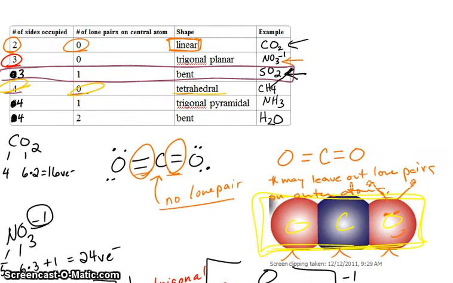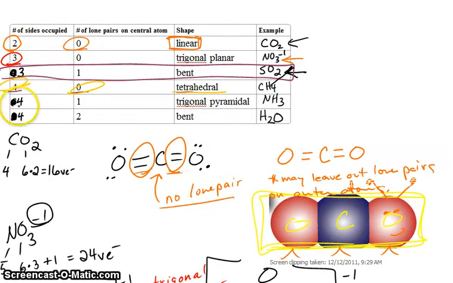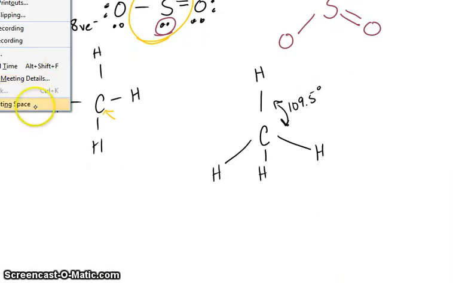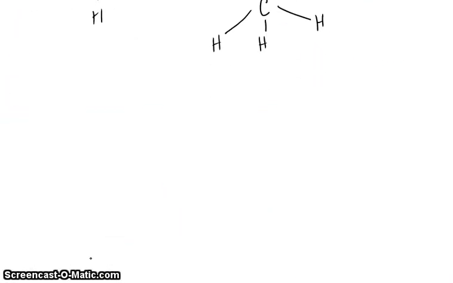Next up, 4 sides occupied. Note I changed the chart. If you didn't change your chart, make sure you do. And 1 lone pair. That's called trigonal pyramidal, and NH3 is our example. Let's scroll down. Insert some extra writing space. NH3. That's a very easy Lewis structure.